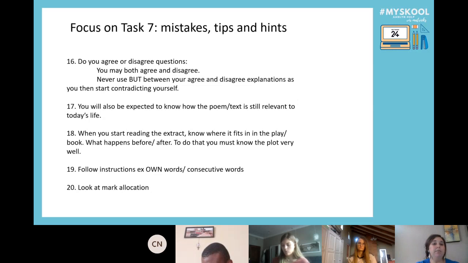Number 19, follow the instructions, for example, your own words or consecutive words. People, it's easy enough. If they ask you for own words, don't quote. And then lastly, look at the mark allocation. If a question counts 3 marks, you cannot just say one fact and expect 3 marks. Always say at least 3 things for a 3-mark question, at least 2 things for a 2-mark question.